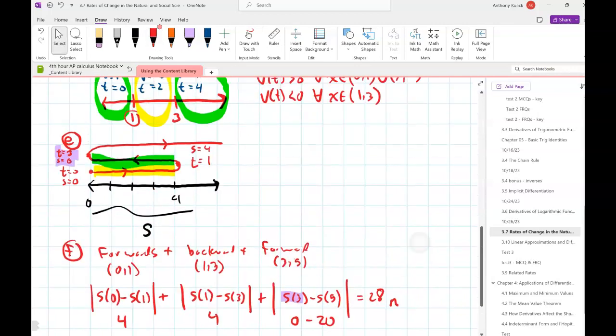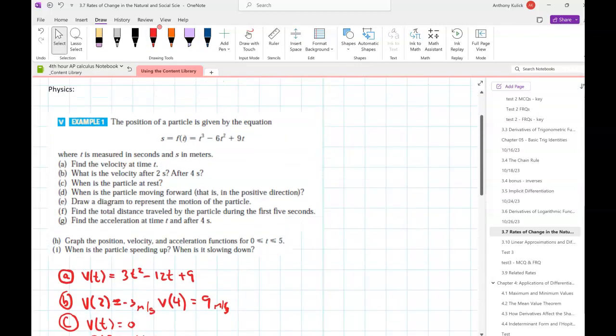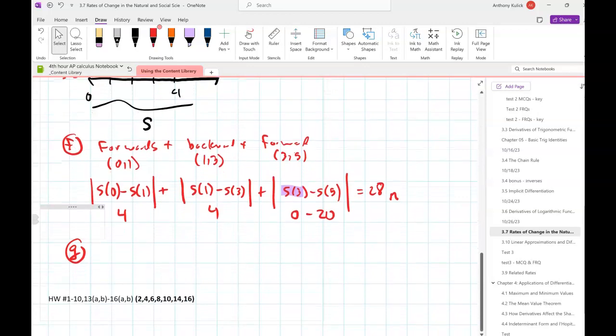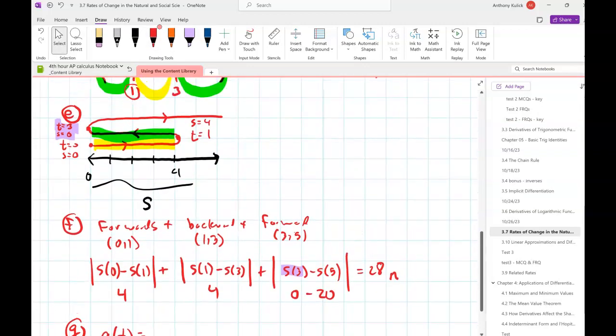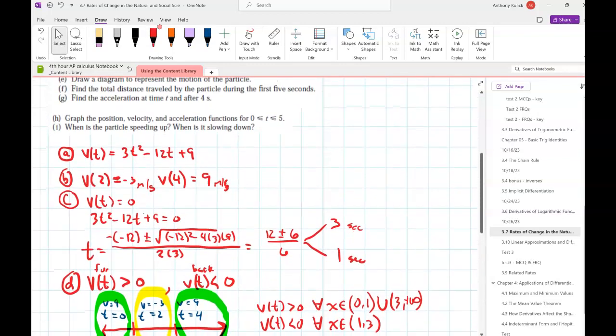G is next, right? Find the acceleration at time t and after 4 seconds. So what is our acceleration going to be? The second derivative of position. So if our first derivative was 3t squared minus 12t plus 9, what's the second derivative? Wait, which one's the derivative? Velocity is the first derivative. Okay, 6t minus 12. Yep. That was easy.